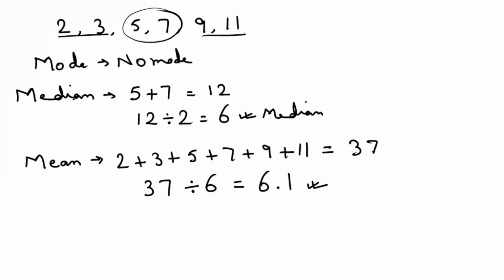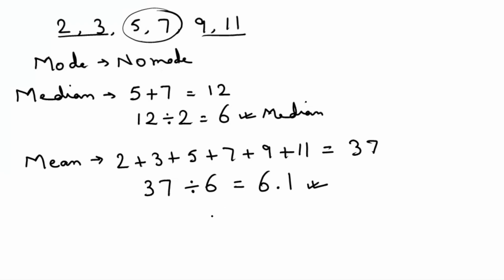So here in this case, there is no mode, and for the median, there are two middle numbers. So we add both of the middle numbers, then we divide by 2, then we get our median. And the mean, as usual, we have to add all the numbers, then count how many numbers are there, and then divide by that number, and then we will get our mean.